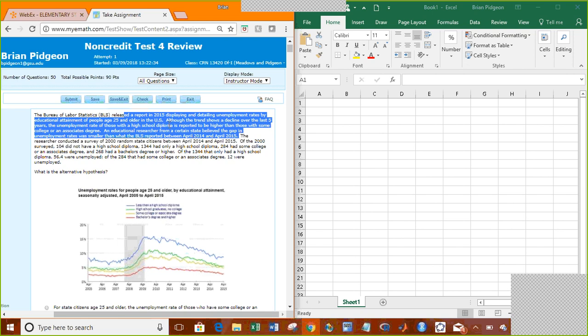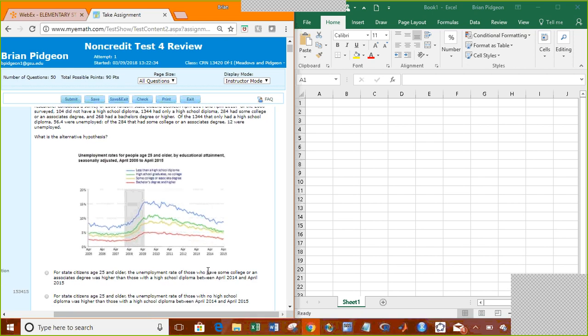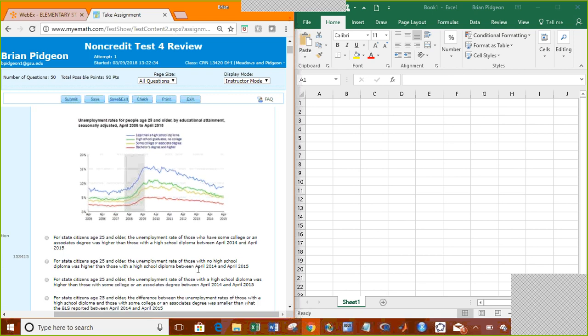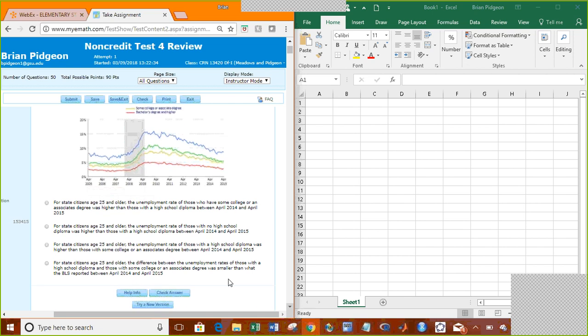So your null hypothesis is your status quo, your unemployment rate is higher. Your alternative is then what the researcher believes. So they believe that the unemployment rate of those with a high school diploma is going to be smaller. So for that high school diploma, let's see, higher. The unemployment rate of those with no high school, higher. Or smaller.